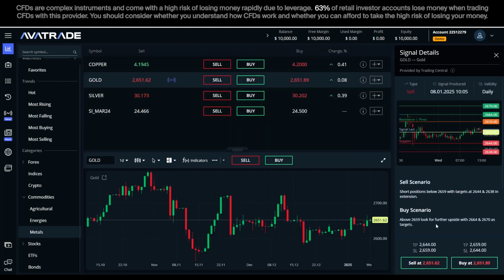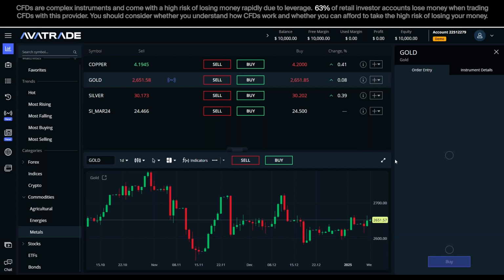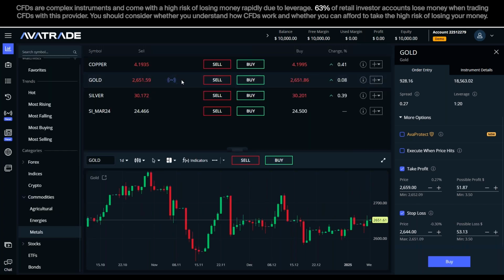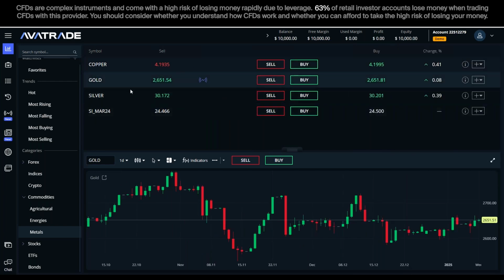So this is one click to open the signal, this is another one to choose what scenario, and 3 clicks and I'm good to go. Okay, that's basically it. This is one way to access the signals. Another way to access the signals is from the signals section.